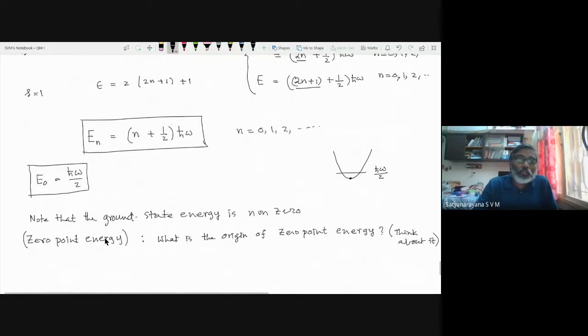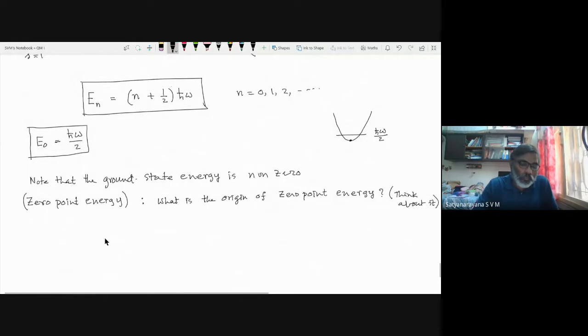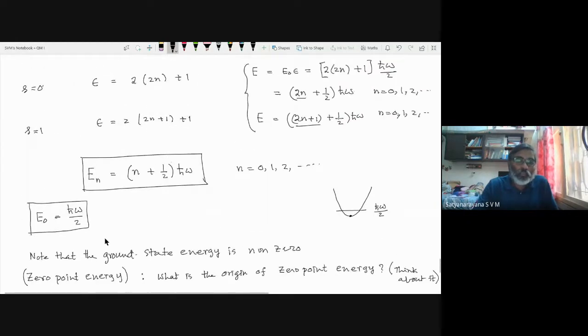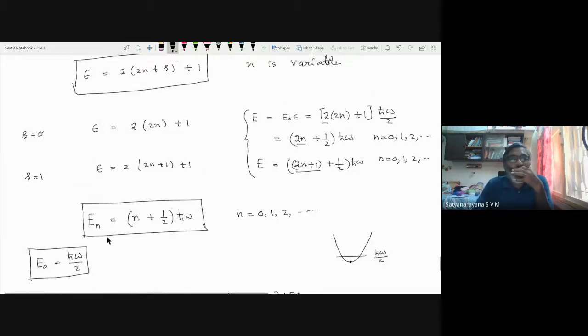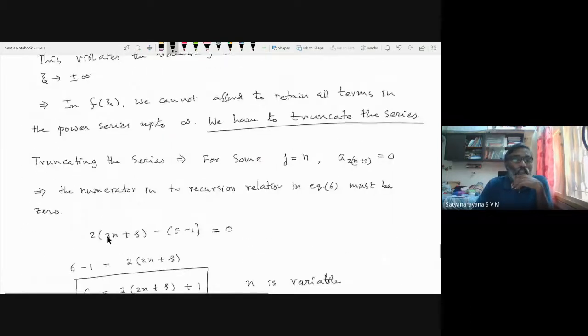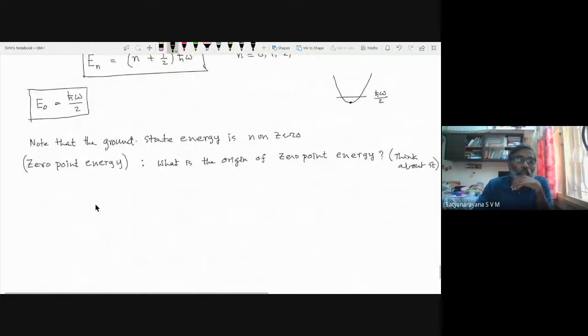So this is as far as the energy eigenvalues are concerned, and we can go back and try to write down the wave function also in the same way. For example, let's say that you want to write down the ground state wave function. For the ground state, that means your n is equal to 0. It's an even parity wave function.